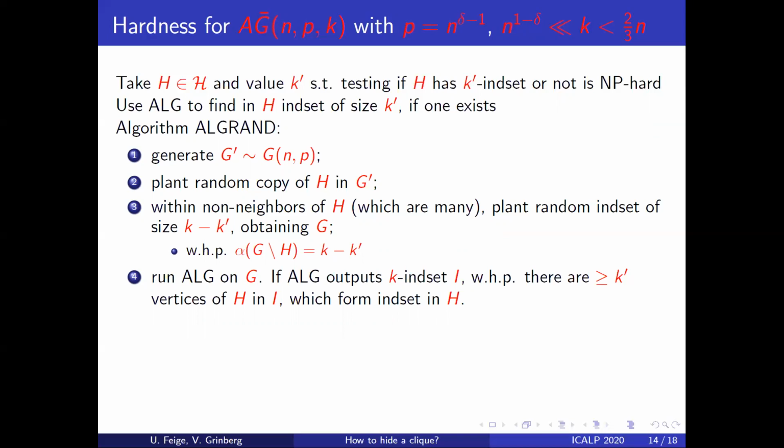Finally, we run ALG on the obtained graph G. If ALG outputs some K independent set I, then with high probability I contains at least K prime vertices from H, which form an independent set in H. Since we know which of the vertices of I are from H, we thus find a K prime independent set in H.